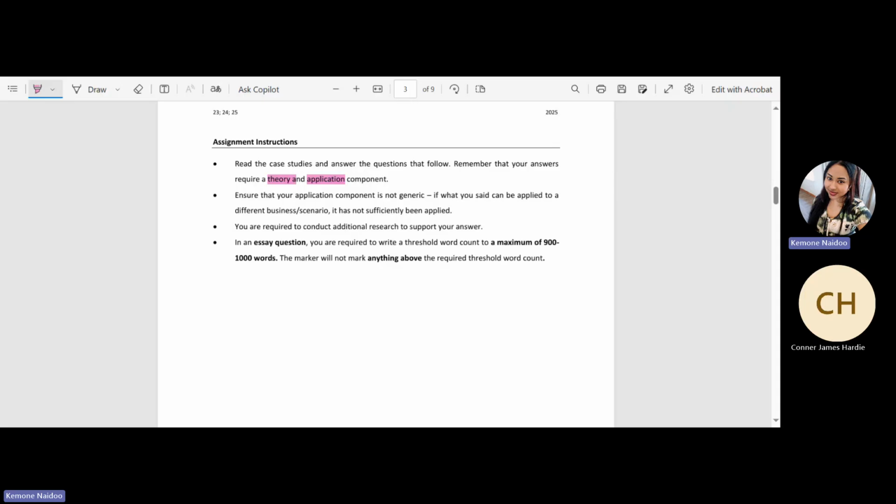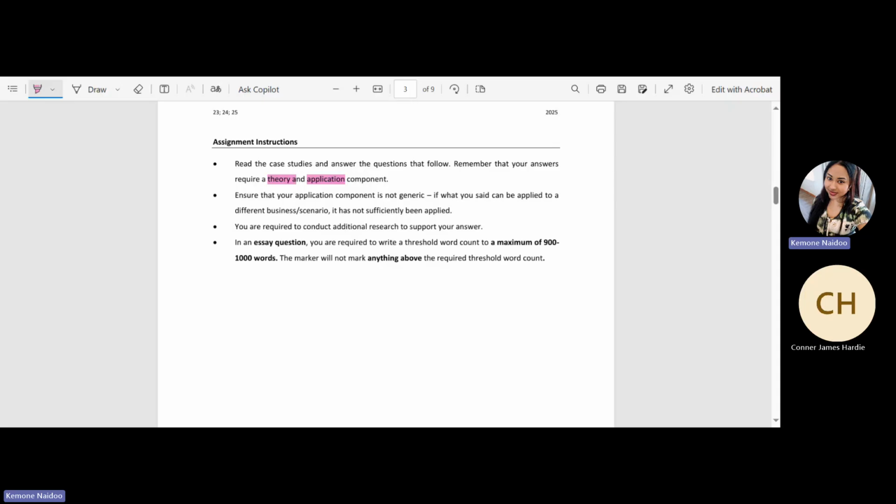So that will be taking theory and relating it directly to a case study, or the business in the case study or whatever they give to you. So you always want to find a balance between the two. Don't only do theory and don't only do application. Always do a good amount of both.